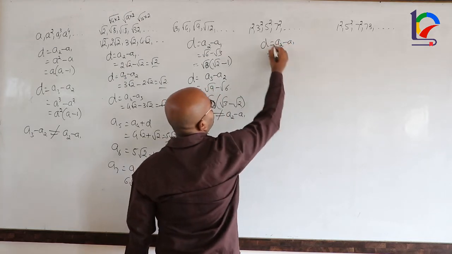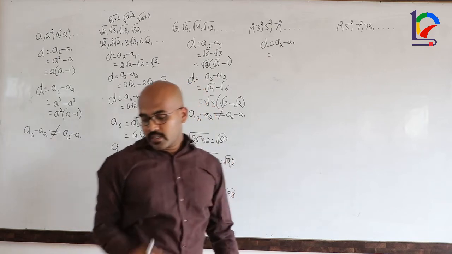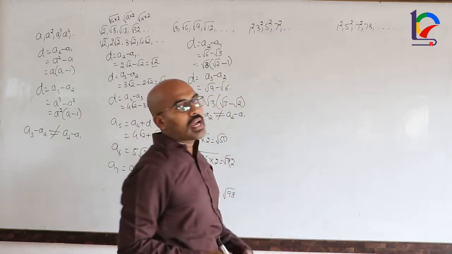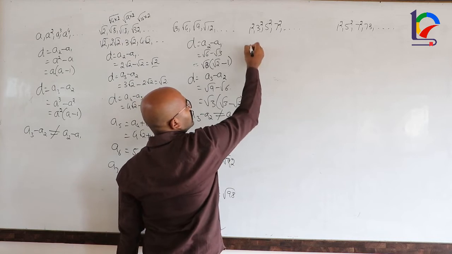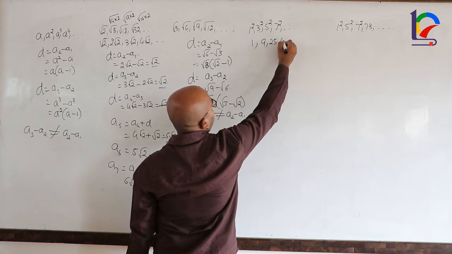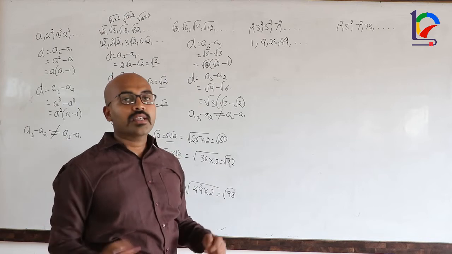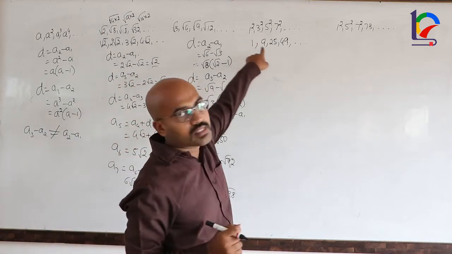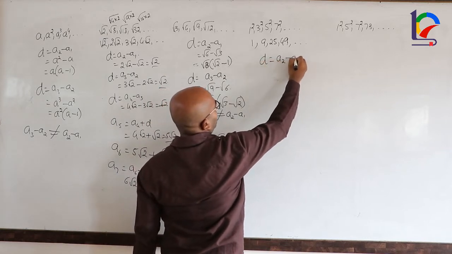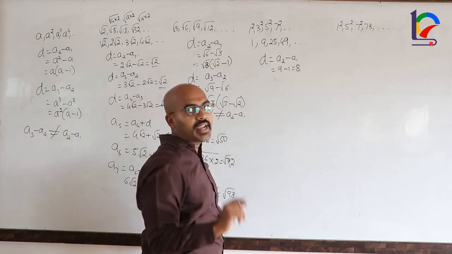So what is a2? 3 square. So if we simplify, instead of writing 1 square, 3 square, 5 square, 7 square and so on, I can simplify and write the answers. So what is 1 square? 1. What is 3 square? 9. What is 5 square? 25. What is 7 square? 49. And so on, because this is even easier than writing 1 square, 3 square, 5 square and so on. So here, a2 minus a1, 9 minus 1 is 8.